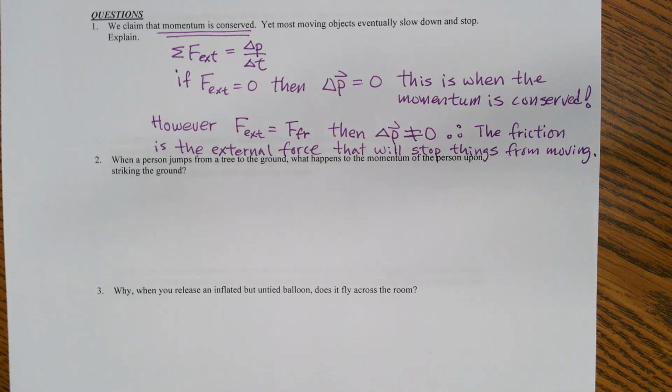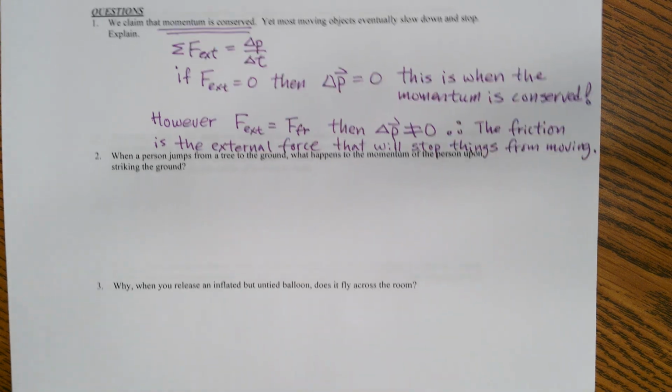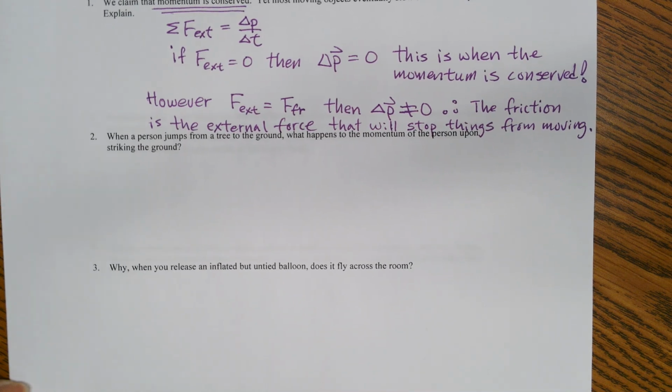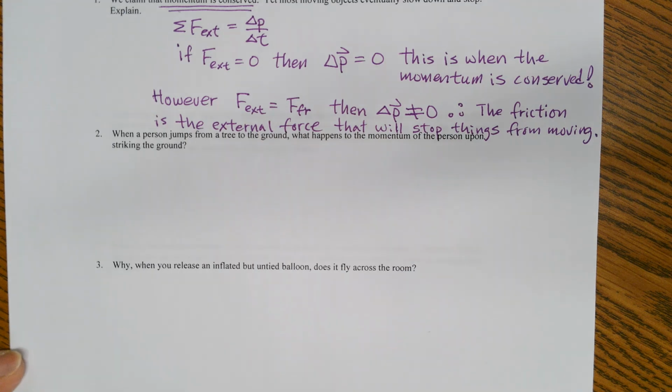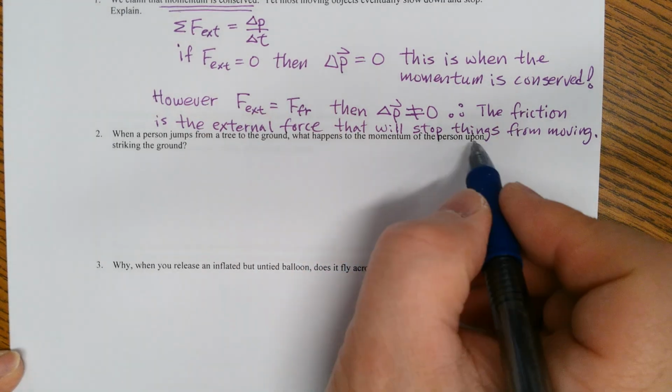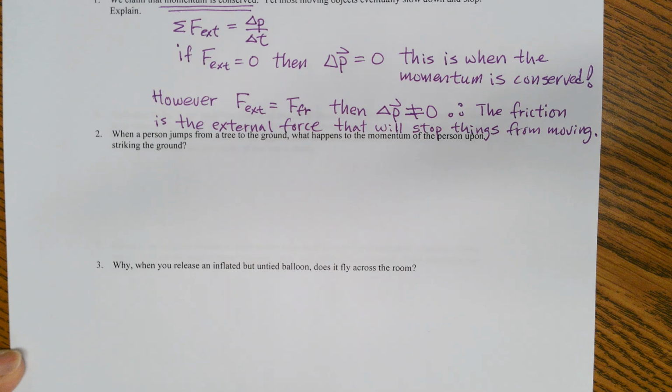All right. Number two. When a person jumps from a tree to the ground, I don't know why you would do that, but what happens to the momentum of the person upon striking the ground?